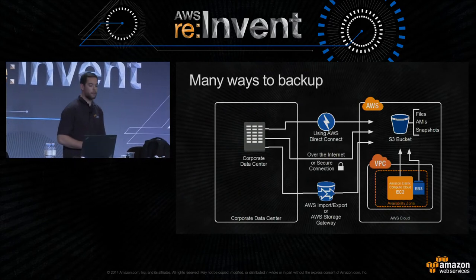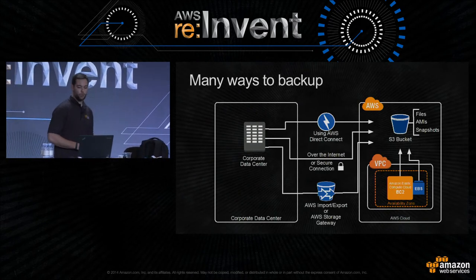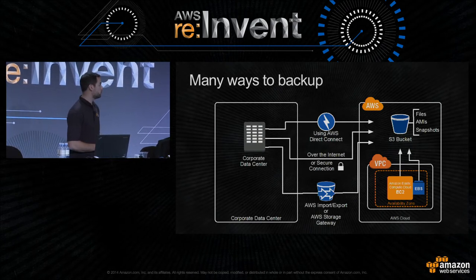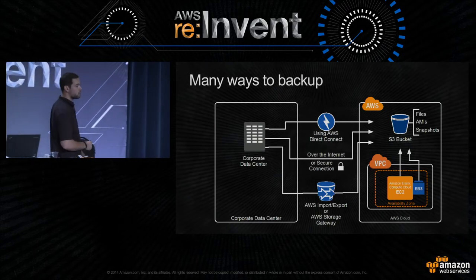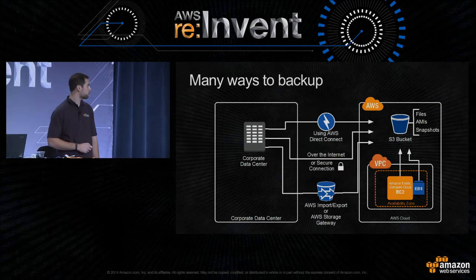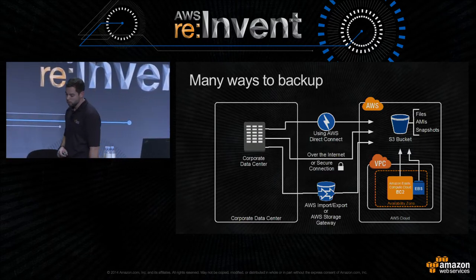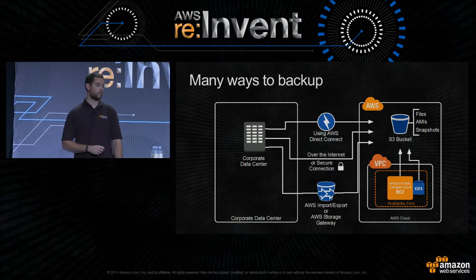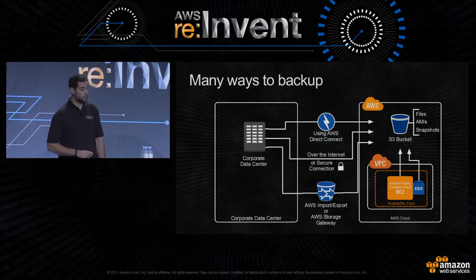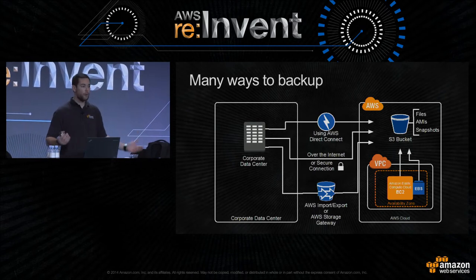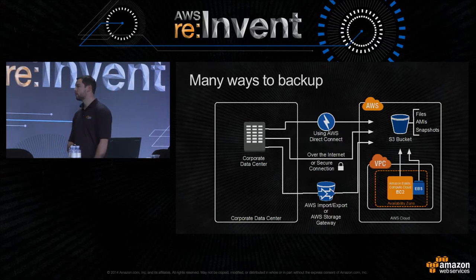Okay, so there's many ways to back up. You could use just a pure internet connection into S3. You could have a secure internet connection, so S3 does support encryption. You could use AWS Import/Export or AWS Storage Gateway. So Import/Export is if you want to package up your drives and send them to us. There's actually a saying that still rings true today that FedEx has more bandwidth than the internet. So if you have 54 petabytes of data and want to send it to us, that's going to take a long time over even a 1 gig pipe.